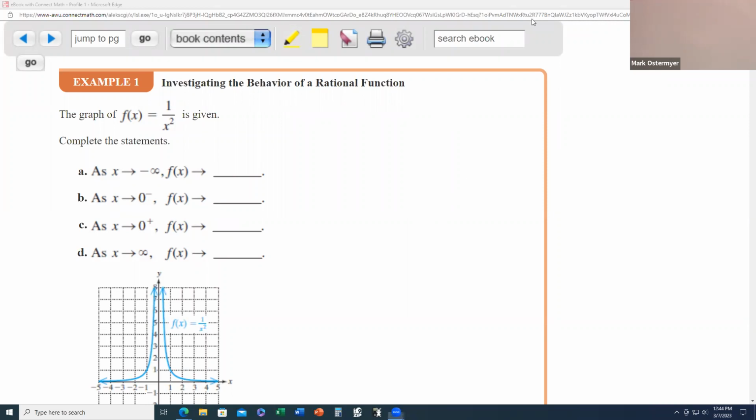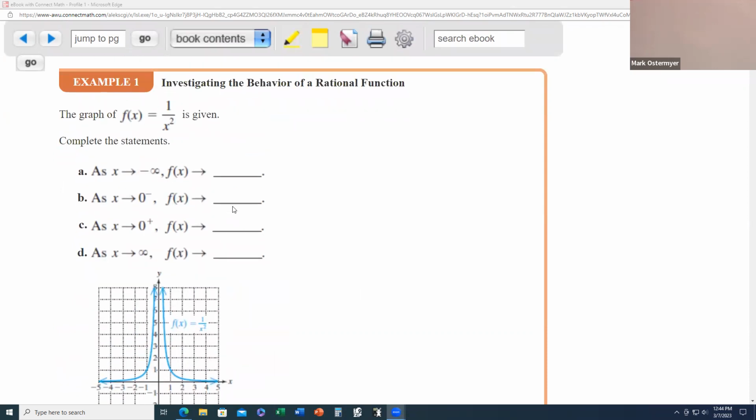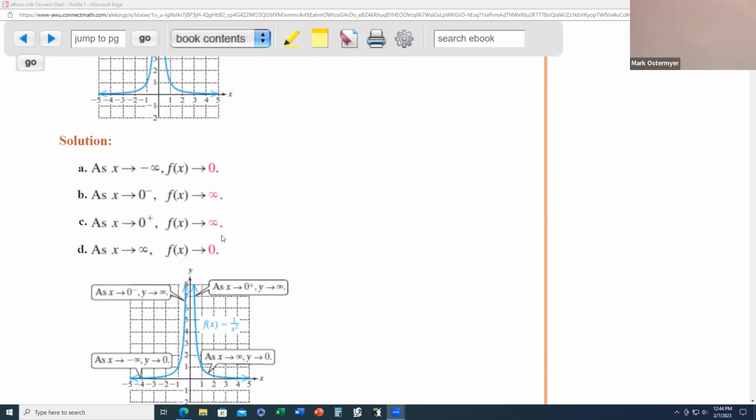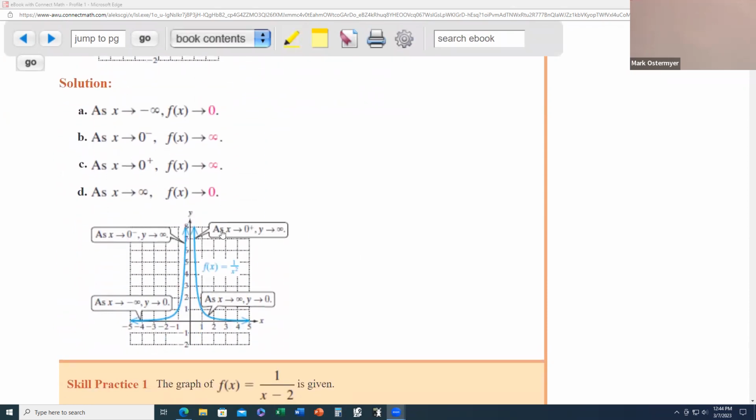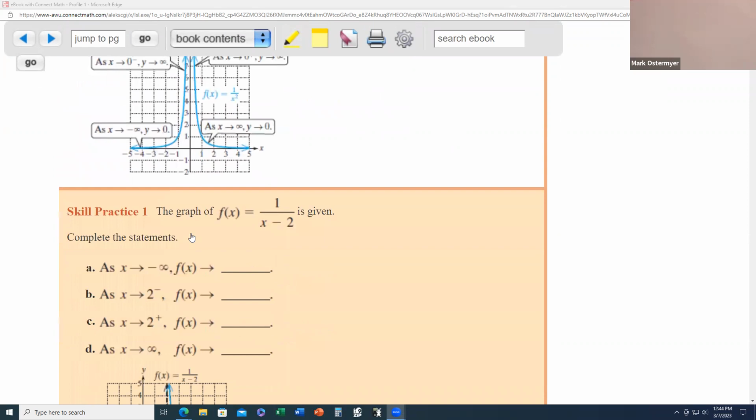All right. Okay. There we go. This is example 1 in section 3.5. It's all laid out here. Notice the notation is indicating the behavior of the graph the way I explained it. All right, ladies and gentlemen, for classwork number 1, I want you guys to fill in these blanks here.